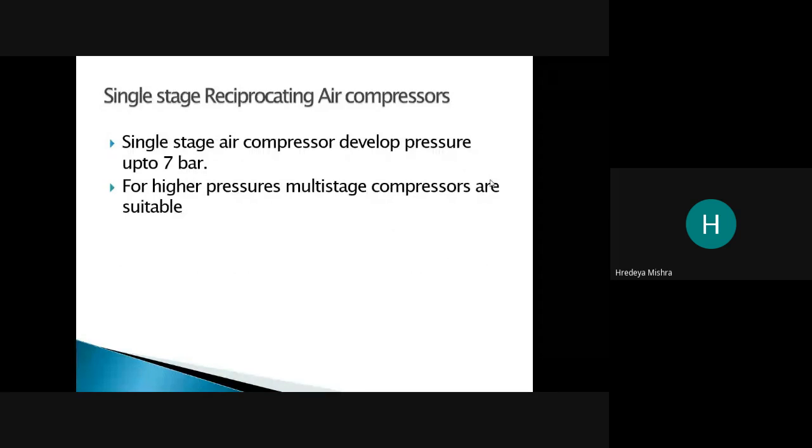Okay, so from the single stage reciprocating air compressor, we compress the air, or we get the air pressure up to 7 bar. And what is the atmospheric pressure? Atmospheric pressure is 1 bar. Okay, so we can say that we increase the pressure 7 times the atmospheric pressure in a single cylinder or single stage reciprocating air compressor. For higher pressure, multi-stage compressors are suitable.